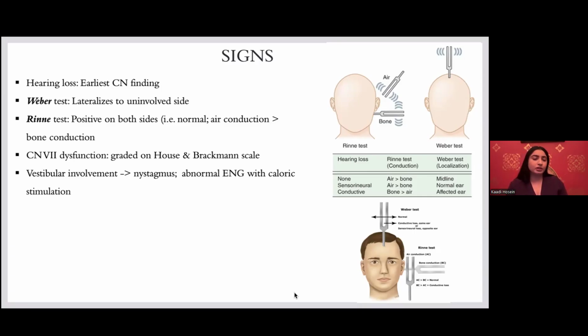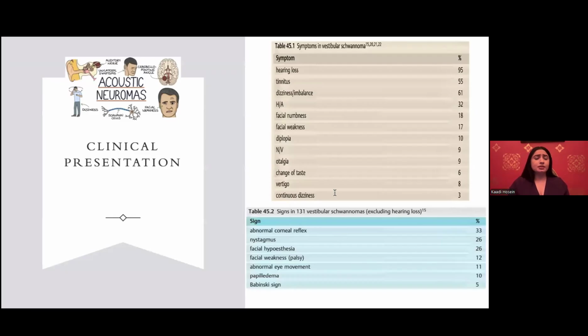But when performed, a decrease or absent caloric response on the affected side may be seen. However, if the tumor is small, a normal response can be seen. This table summarizes the varying signs and symptoms in the vestibular schwannoma presentation and corresponding percentages of frequency.